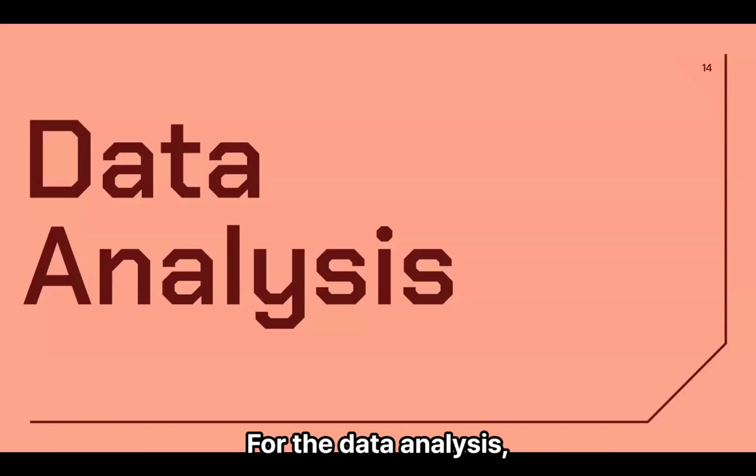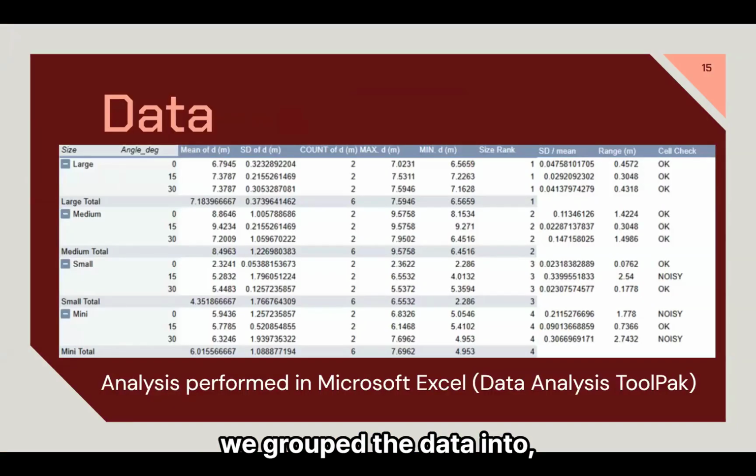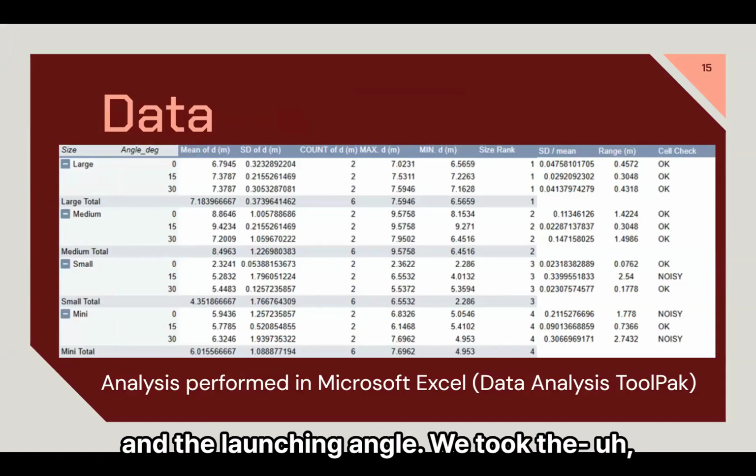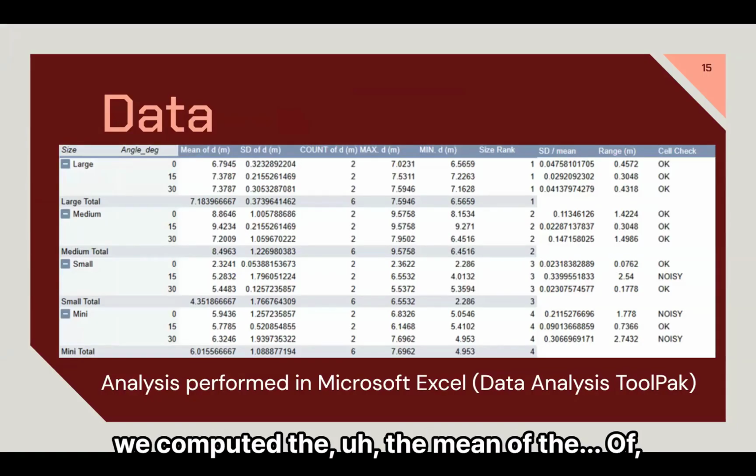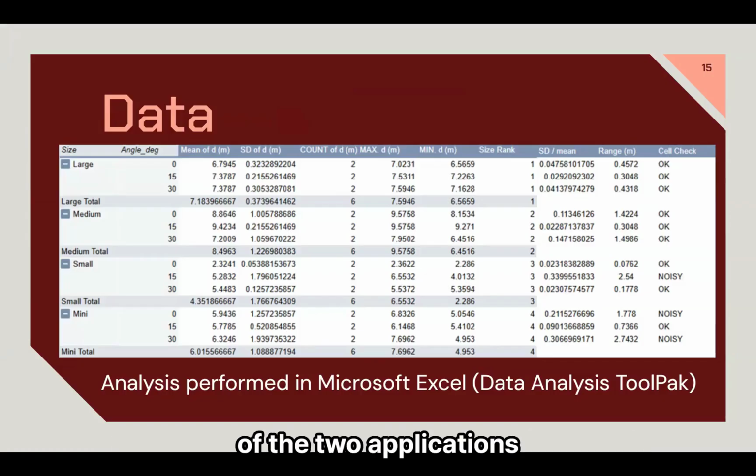For the data analysis, we grouped the data into the paper airplane size and the launching angle. We computed the mean of the two replications and did a cell noise check for all the data. Next slide.